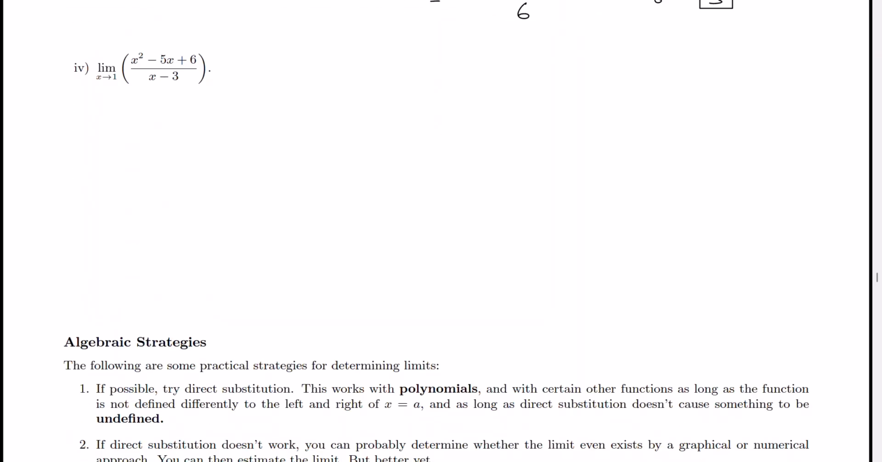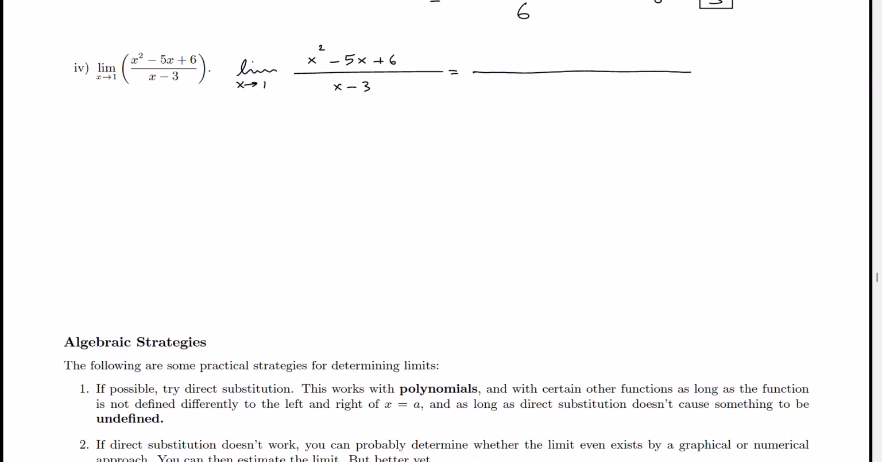The next part has a slightly more complicated expression: the limit of x squared minus 5x plus 6, all divided by x minus 3, and the limit is approaching 1. So let's begin by writing down limit as x approaches 1. We will give the numerator x squared minus 5x plus 6, and we will have the denominator x minus 3. We will give each one of those its own individual limit.